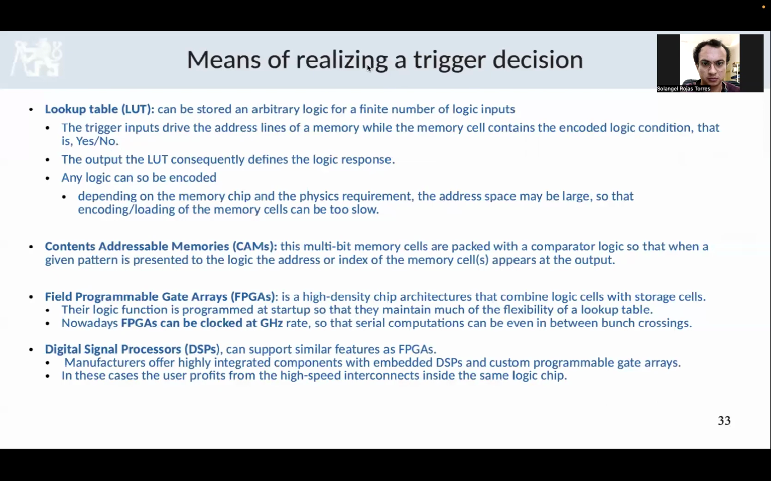So how do you get these trigger decisions? One way is to use lookup tables, which are tables stored in some memory, and this memory is a codification of the pattern of triggers that you expect from different trigger types.